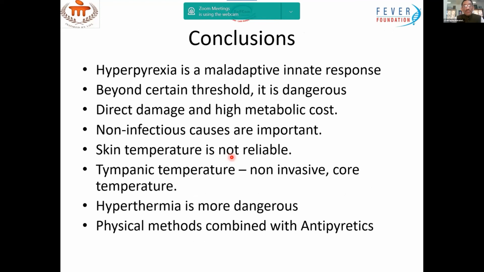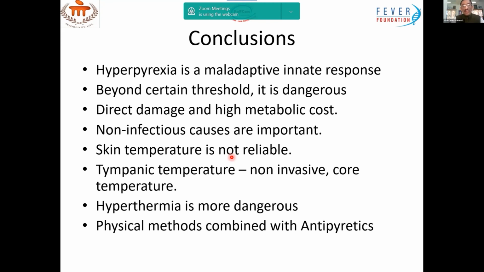In conclusion, hyperpyrexia is a maladaptive innate immune response, and beyond a certain threshold, which is arbitrarily defined as 106 degrees Fahrenheit, it is dangerous. There is direct damage and high metabolic cost to the host, direct damage to the organs and tissues, and high metabolic cost in terms of increased oxygen demand and more load on the cardiovascular system. And non-infectious causes are more important than infectious causes. Whenever we treat hyperpyrexia, in addition to the measures to reduce temperature, we should look into the underlying cause, because without treating underlying cause, you can't have long-lasting control of the temperature.